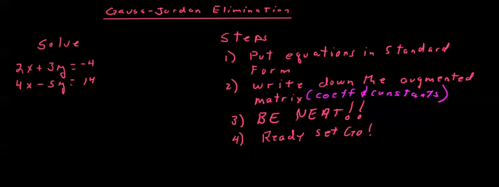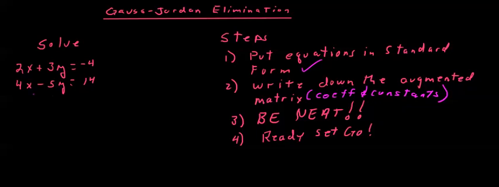Truly, the easiest way to solve this system of equations is with elimination. But we want to be able to solve systems of three equations with three variables, four equations with four variables, and so on. Also, with this method, we can easily write a computer program to solve systems of equations. So, step number one, which I did for you, we put the equations in standard form. Check. Now we need to write down the augmented matrix.